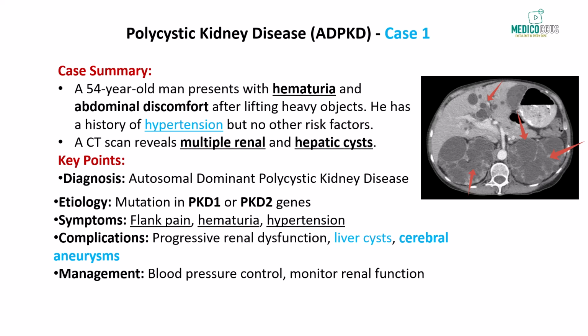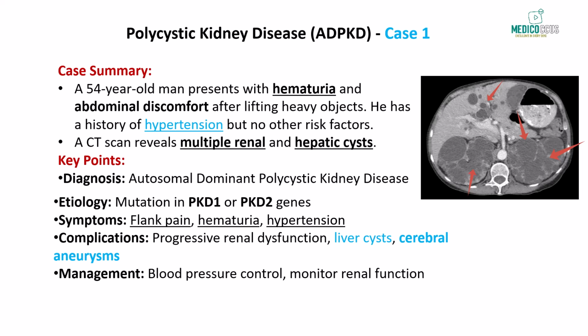abdominal discomfort. 2 days ago, while moving potted plants, he began experiencing abdominal pain, which was followed by blood in his urine. The bleeding resolved the next day. He has a history of hypertension but does not use tobacco, alcohol, or illicit drugs. His physical examination shows no abnormalities, and a CT scan reveals the presence of multiple renal and hepatic cysts. The most likely diagnosis here is autosomal dominant polycystic kidney disease.